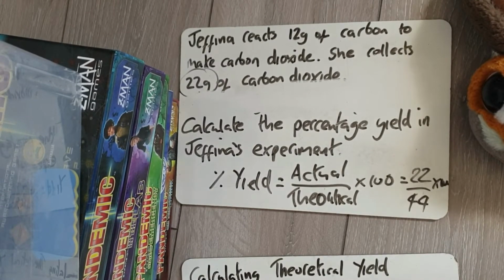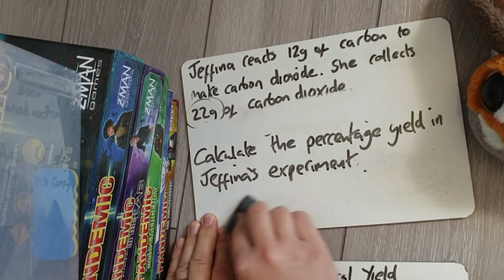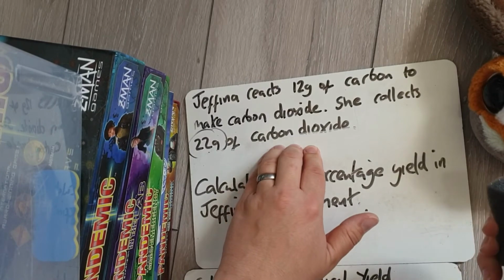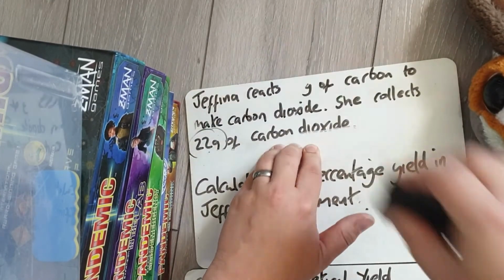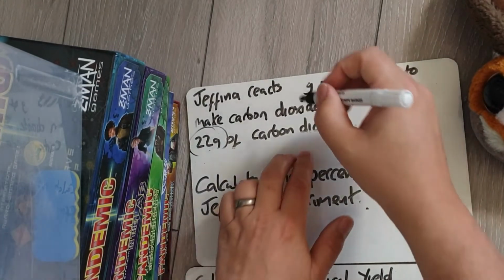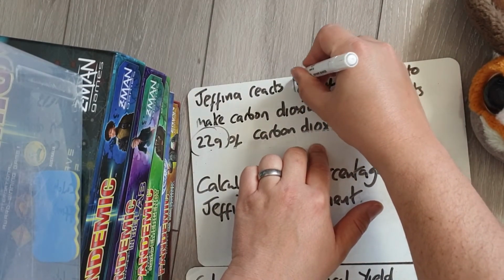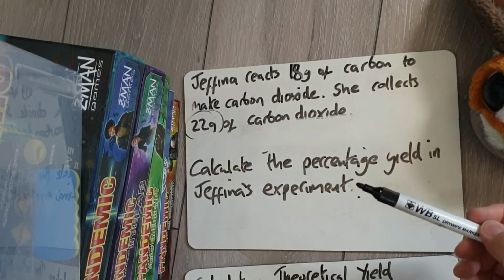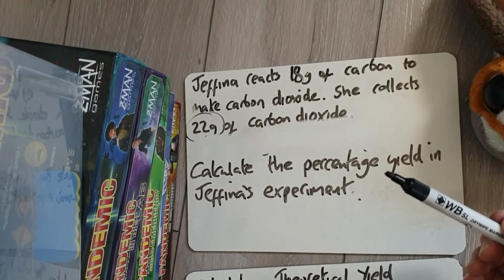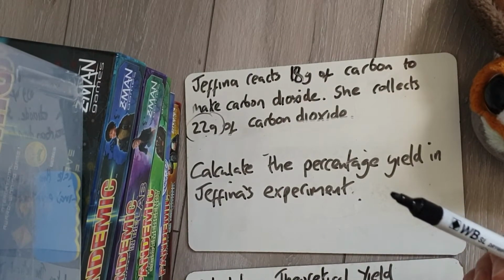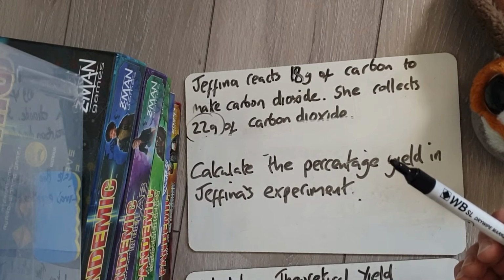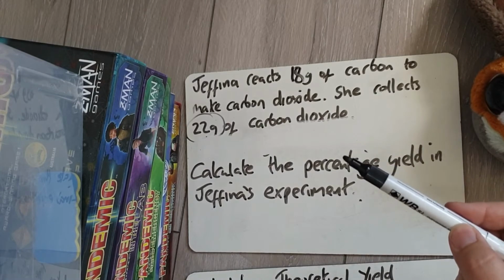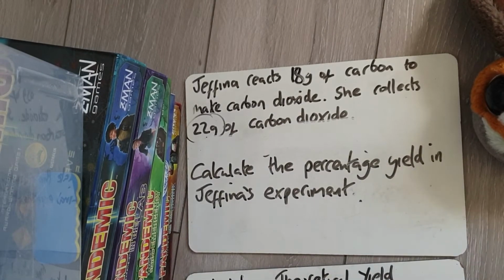I think the easiest way of showing you, if I keep everything else about this question the same, what I will change is how much carbon she starts with. So let's say she starts with 18 grams of carbon. They've asked us to work out the percentage yield, but they haven't given us the theoretical yield. They've given us what she started with, and they've told us she got 22 grams. We need to work out the percentage yield, which means we need to work out the theoretical yield.